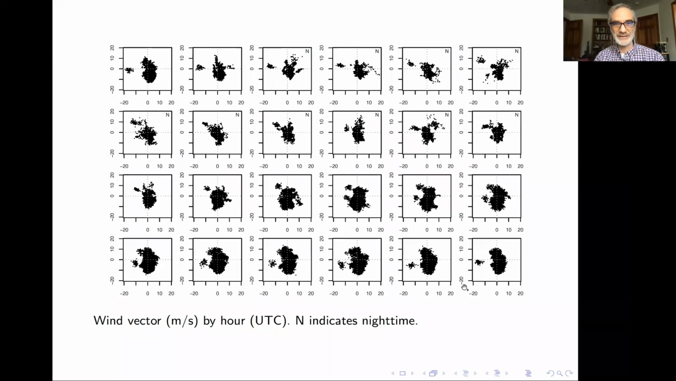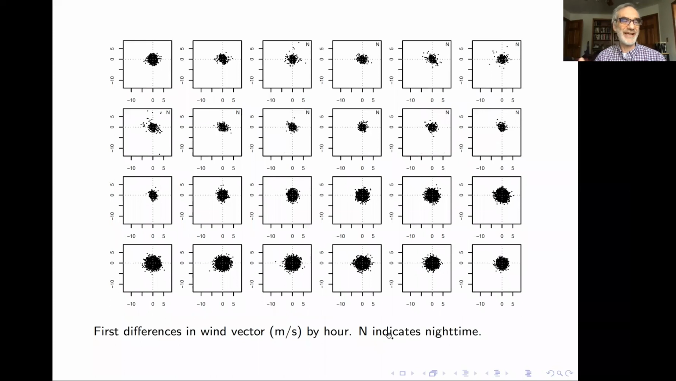Now, the data are very strongly correlated, so it's natural to look at the first differences. Here are the first differences in the wind vectors by day versus night. You can see they're all on the same scale, and the blobs are much bigger in some of them. The ones at the ends are nighttime. The blobs are generally much bigger in the daytime, especially in the afternoon, than at night.